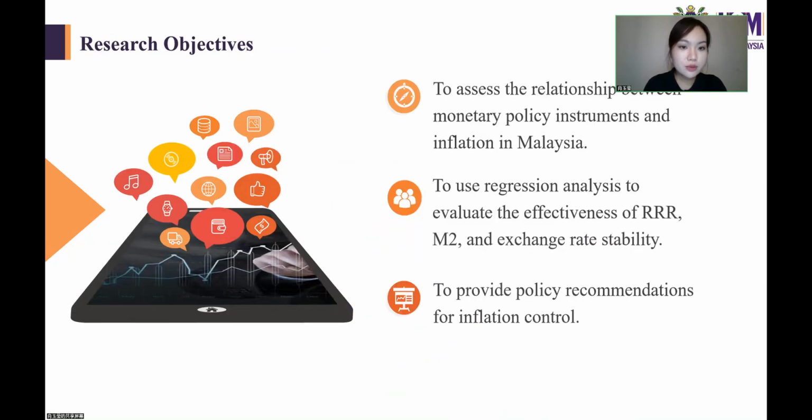This study aims to analyze the relationship between monetary policy tools and inflation, quantify the impact of RRR, money supply, and exchange rate on the CPI, and provide data-driven recommendations for policymakers to handle inflation effectively.